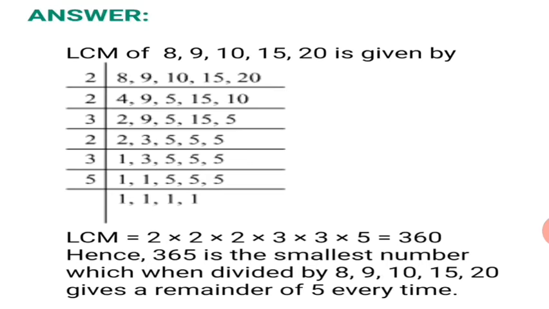But we want a remainder of 5. So we will add 5 to this number, 360 plus 5. Hence, 365 is the smallest number which when divided by 8, 9, 10, 15, 20 gives a remainder of 5 every time. Here, if we had not added 5 to 360, after dividing by these numbers the remainder would be 0. Our question tells us we want a remainder of 5. So we added 5 to 360 and the number obtained is 365, which is our answer.